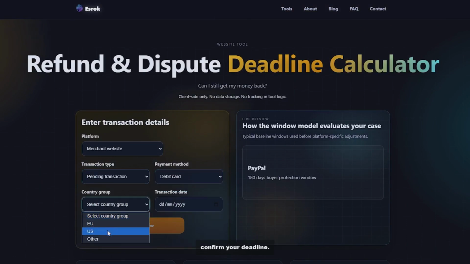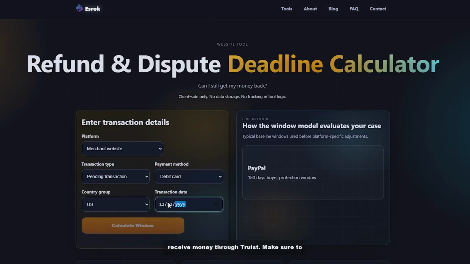By following these steps, you can easily receive money through Truist. Make sure to keep your account information secure and stay informed about any updates to their services.